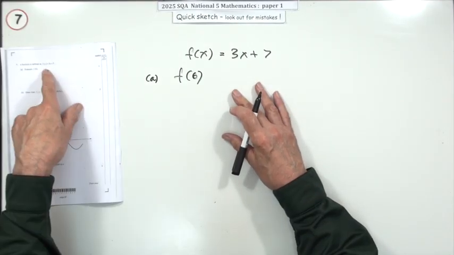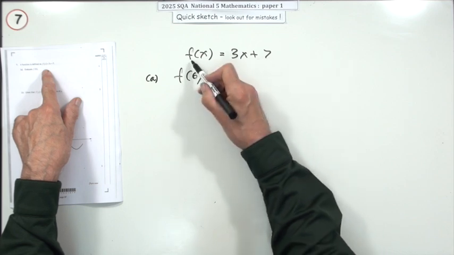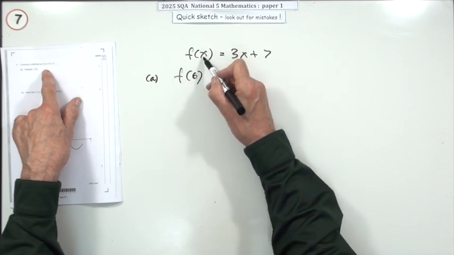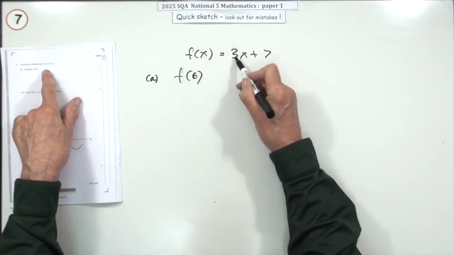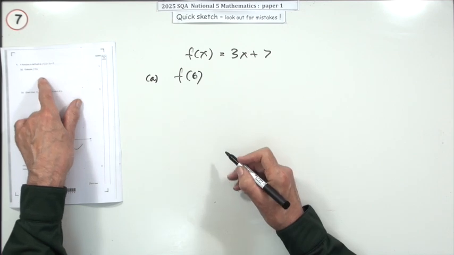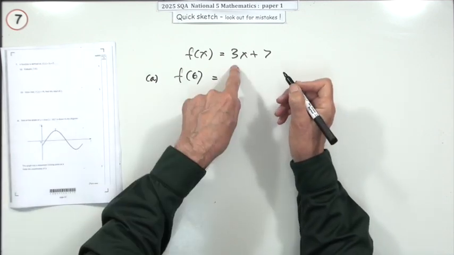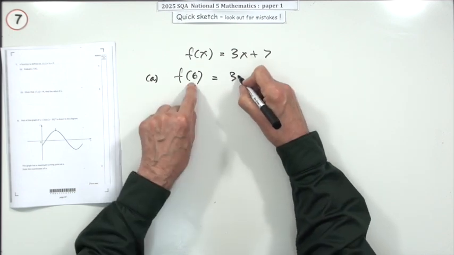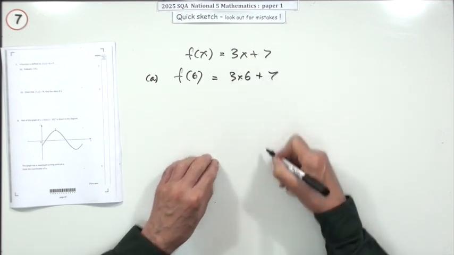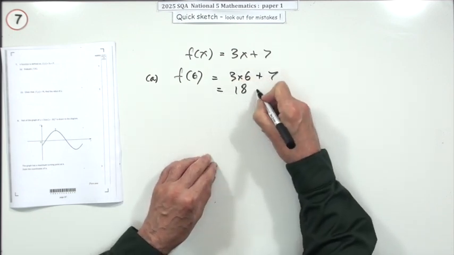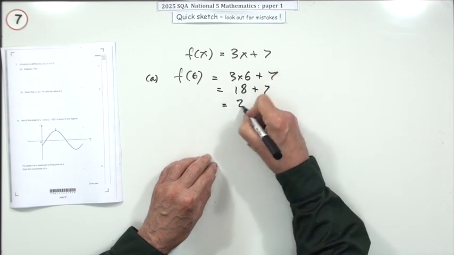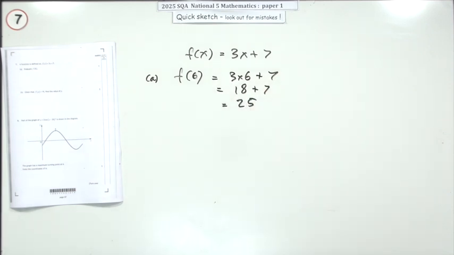In number 7, a function is defined by this. What this function does is, whatever you give it, x, it will take that, multiply it by 3 and add 7. So the first part says, what should it give you if you put in a 6? Well, it takes it, multiplies it by 3 and then adds on 7. So that would be 18 plus 7, which is 25.